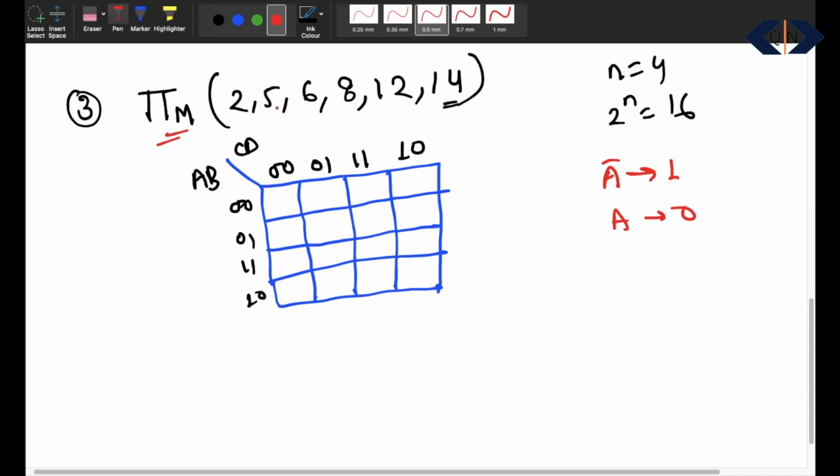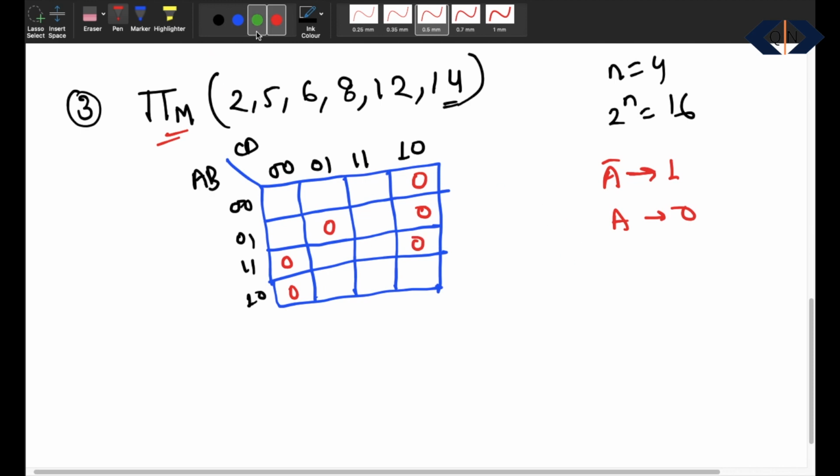So the filling criteria will be the same and the grouping criteria will also be the same. So let's start filling those boxes now. We have 2. So 2 will be 0, 1, 2, 3, 4, 5, 6, 7, 8, 9, 10, 11, 12, 13, 14, 15.